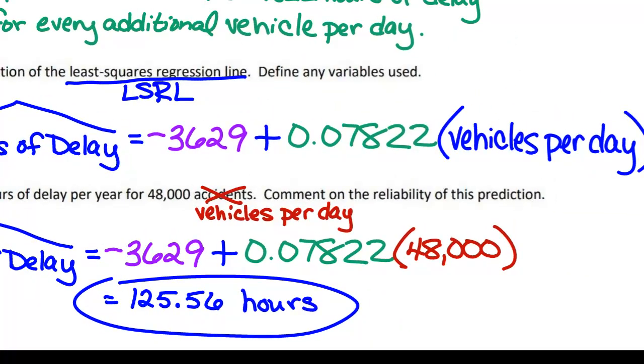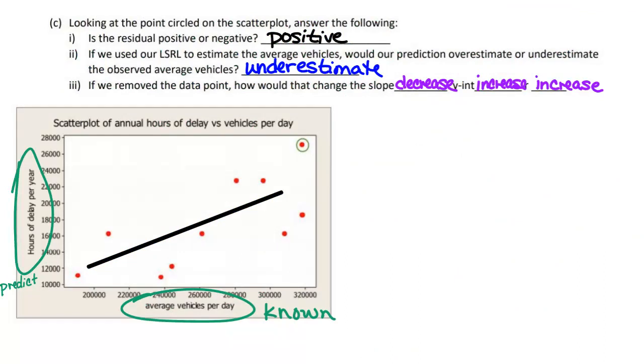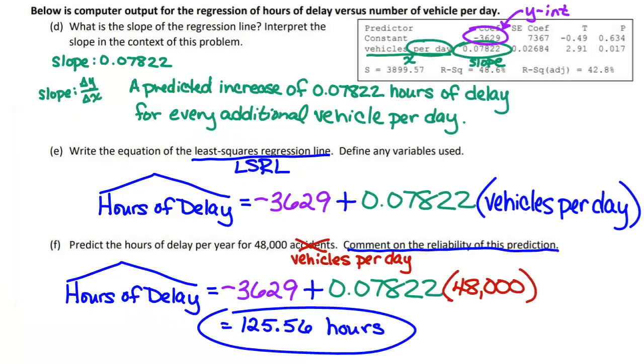And then they also said comment on the reliability of this prediction. Well, let's go back and look at what we have collected data for. I have data starting around 180,000 vehicles? If I'm reading this, it's just a little bit below 200,000. It looks like they're counting by 20,000. So 180,000, 190,000 is the smallest piece of collected data I have for vehicles per day, all the way up to 320,000. Is this anywhere near my collected data? So would this be reliable?